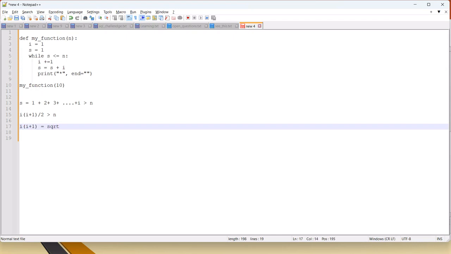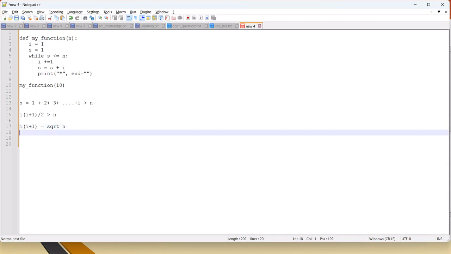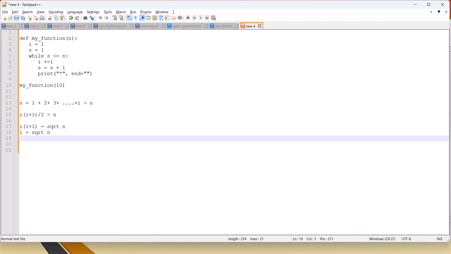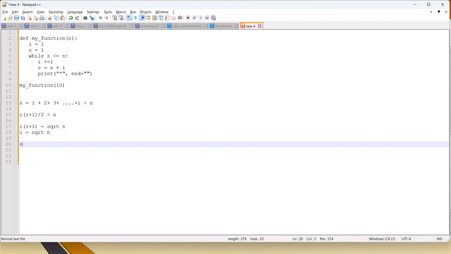Square root of n, we will write SQRT of n. As we all know, we have to leave the constants, so it will become square root of n. And finally the order of the complexity is order of square root of n. This is the order of complexity of this code.